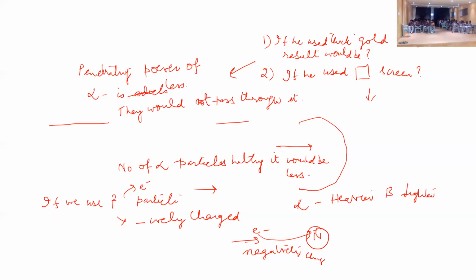Yes, ma'am. So what happens there is that instead of being deflected, unless they show deflection in different directions, we cannot make any conclusions about them, right? So if we use beta particles instead of alpha particles, Rutherford's experiment would definitely fail, because electrons will not be deflected. Electrons will be attracted towards the nucleus, and that will not give any conclusion to the scientist.